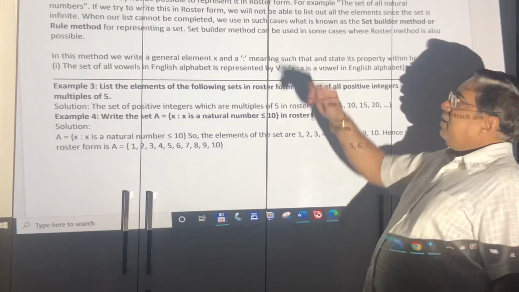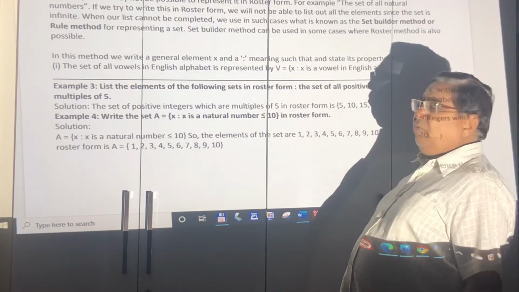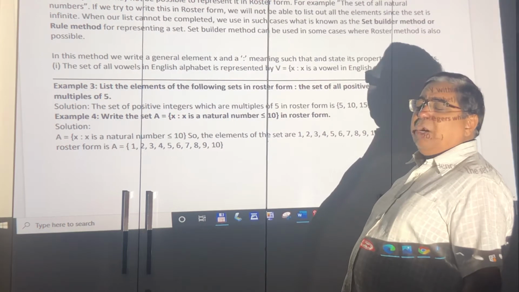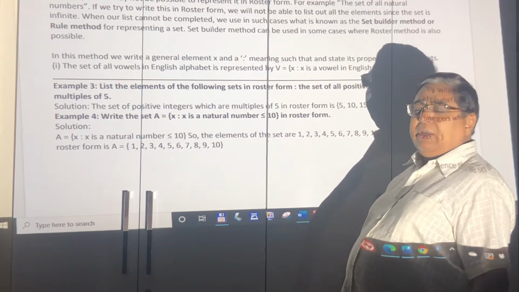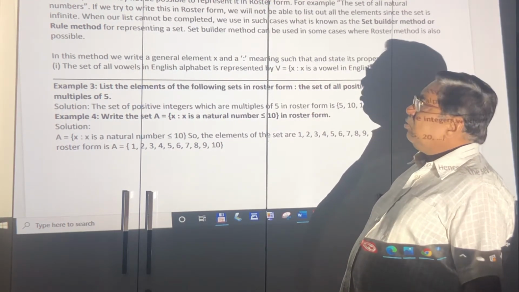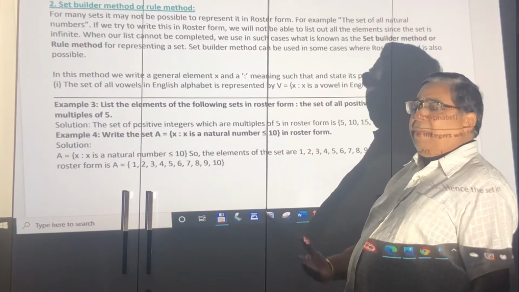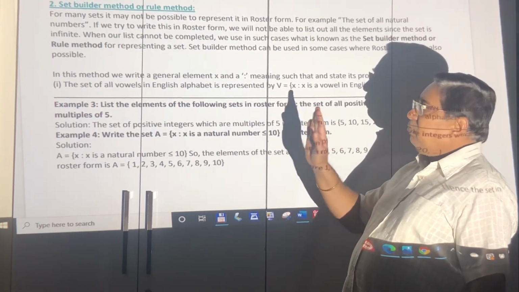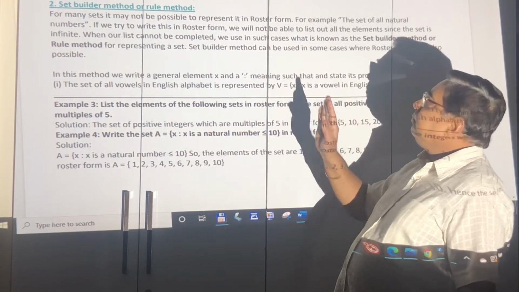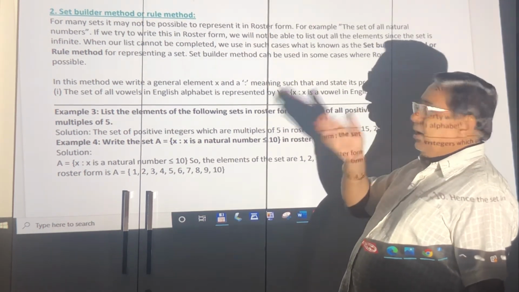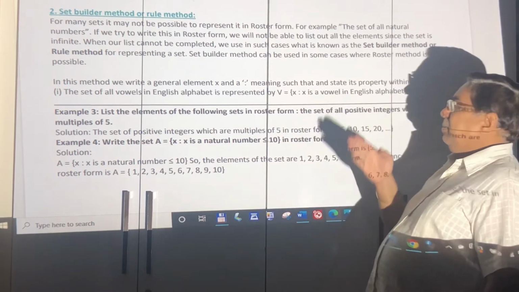Second is the set builder method or rule method. Now we can't go on writing, suppose, countries in the world. You expect me to write 130 countries of the world, it will become difficult. Or write all the natural numbers, you say, I'm mad about it. We will never get over. So we have to learn the set builder method. Okay, when it is not possible to write elements that are too many, too difficult, we make rules.